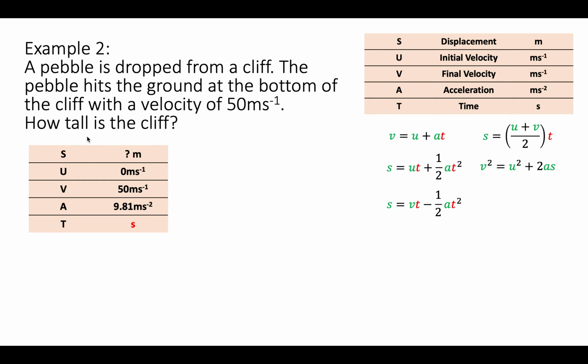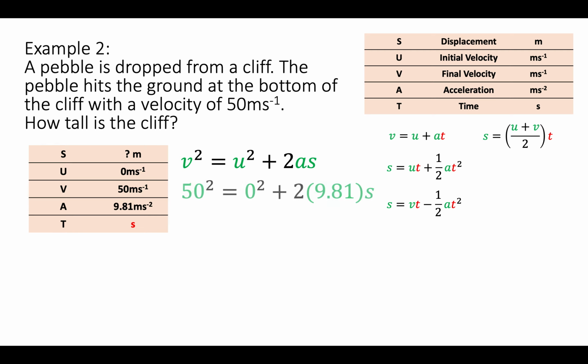Again, I fill in the table of values. I want to find S. I know u is 0. I know v is 50 meters per second. And I know the acceleration is 9.81 meters per second squared. And the SUVAT equation that has s, u, v and a is this one over here. All the rest have t's in them, and we want to ignore them. So we select this SUVAT, and we substitute in the numbers.